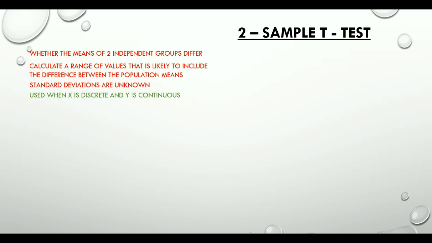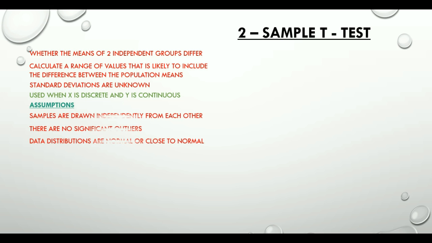Assumptions for this test are that samples are drawn independently from each other with no significant outliers, and data distributions are normal or close to normal. Why we are using close to normal is because it is quite robust to violations of normality. It can still provide valid results in practice.